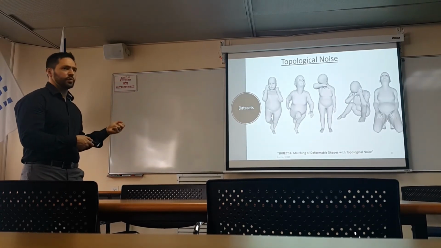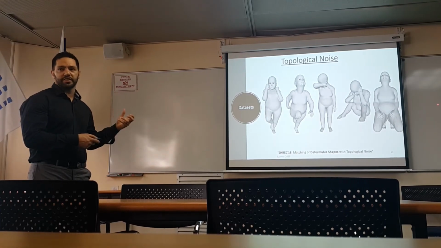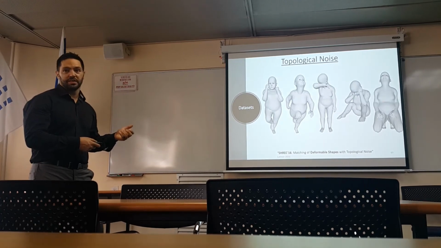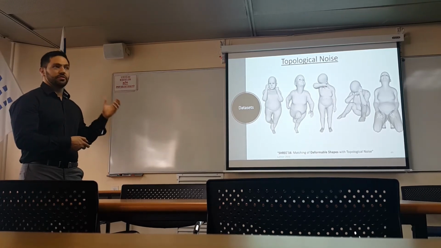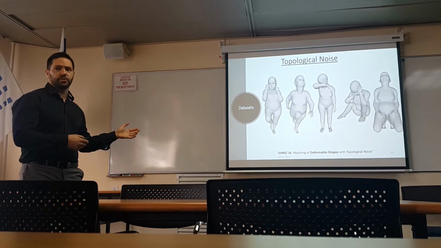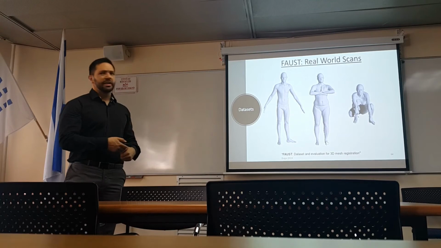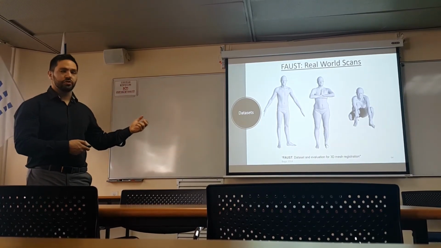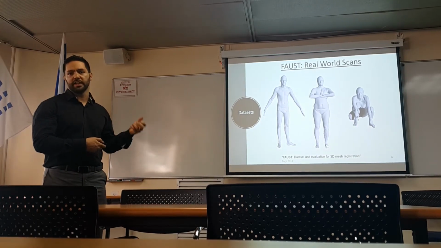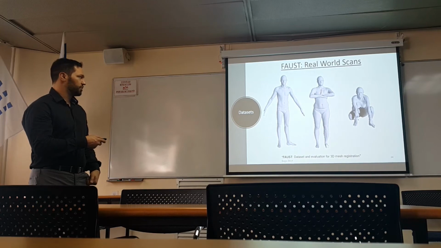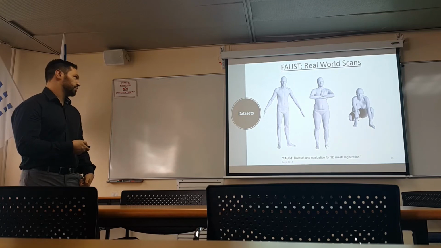Another benchmark is called Shrek 16 topological noise. You have 10 models of the same kid, but with different types of topological noise. Different limbs intersect. This is a very hard benchmark. You have 10 models, and you try to match each pair to one another. 90 problems in total. And finally, we want to show that our method works for real-world data, so we've evaluated it on Faust, which contains real-world scans of humans, and you have some topological noise in some cases. You have partiality. So let's see how well we do on this.